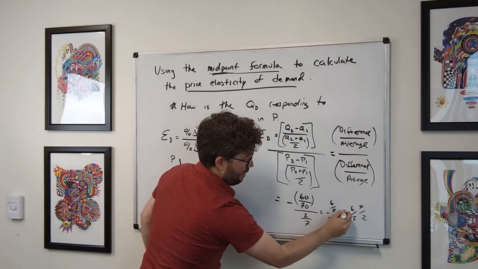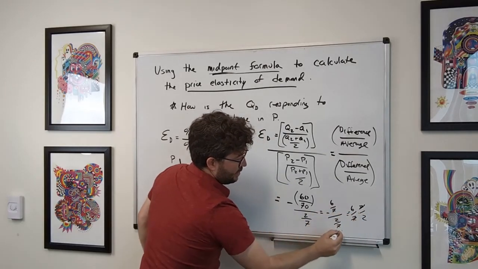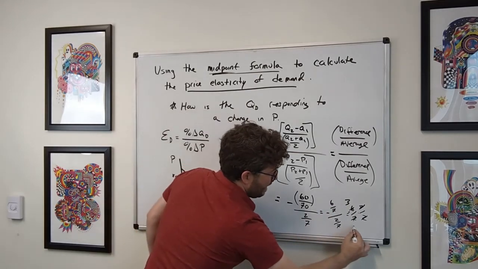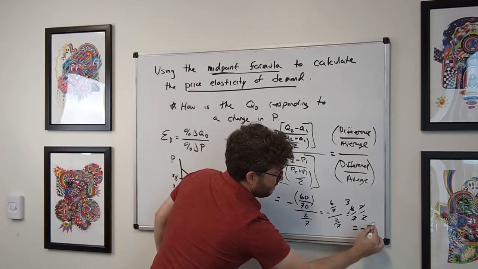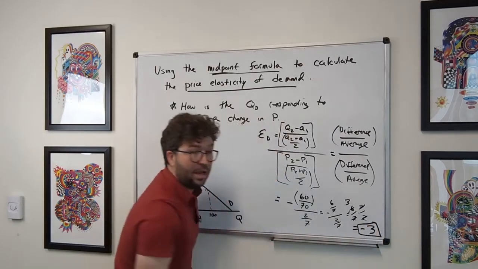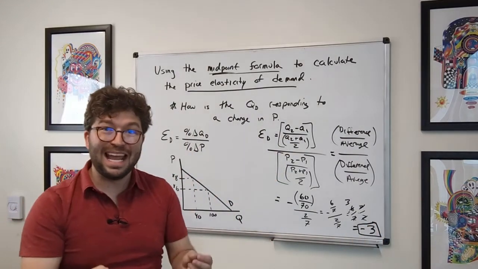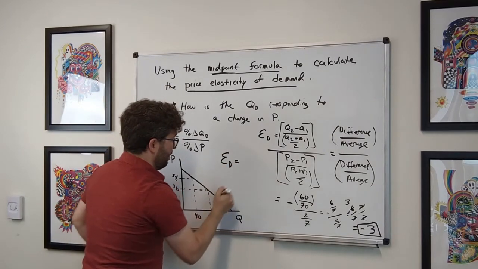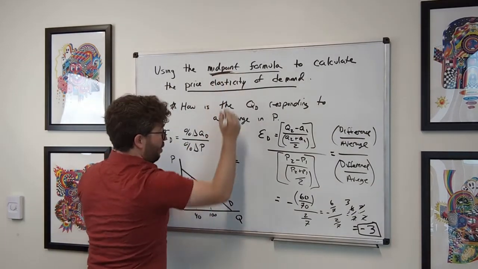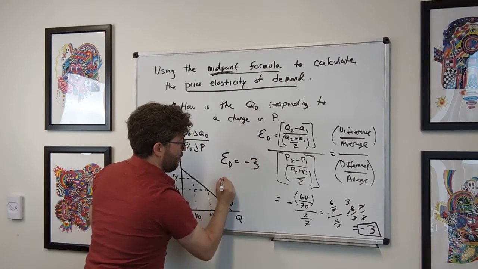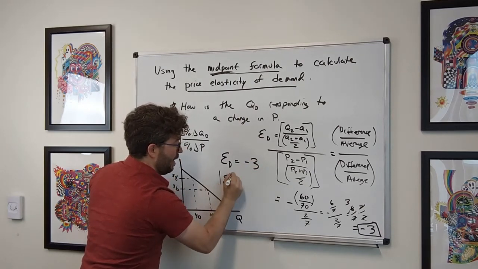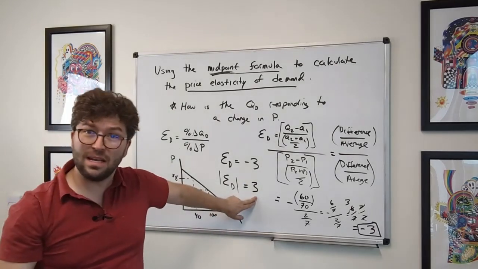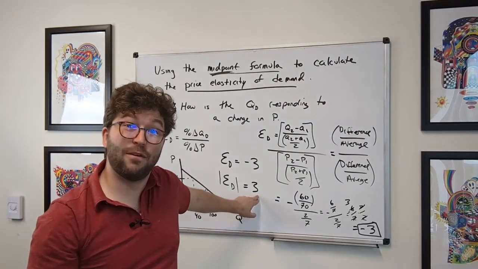Got that negative out front. My 7s will cancel. This 2 is going to cancel with that, going to get a 3. And so what I'm going to get is I'm going to get my elasticity of demand. The value of this one is going to be -3. My elasticity of demand between these 2 points using the midpoint formula is -3. Now sometimes you might want to figure out what the absolute value is. It's just 3. What does this mean? Well, we're going to do that in a different video.